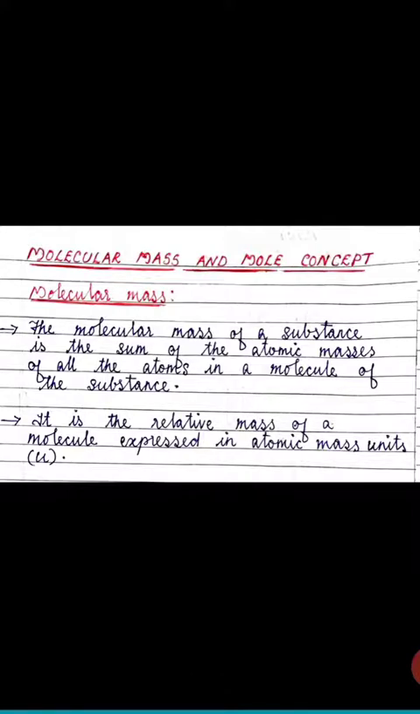The next topic we are going to see is molecular mass and the mole concept. The molecular mass of a substance is the sum of the atomic masses of all the atoms in a molecule of the substance. How do we find the molecular mass? It is therefore the relative mass of the molecule expressed in atomic mass unit.